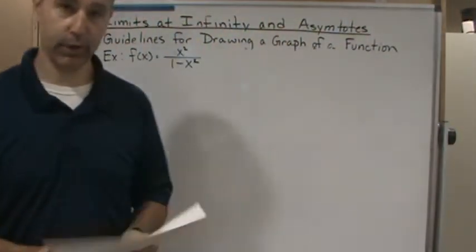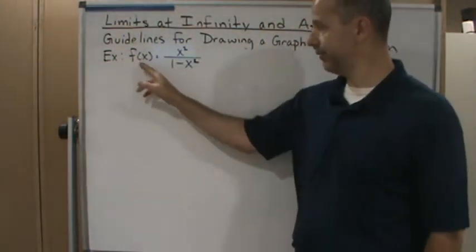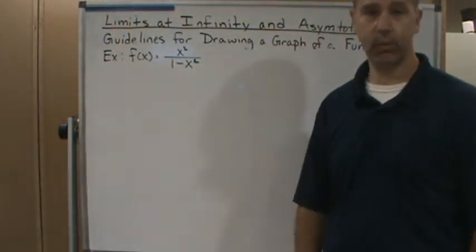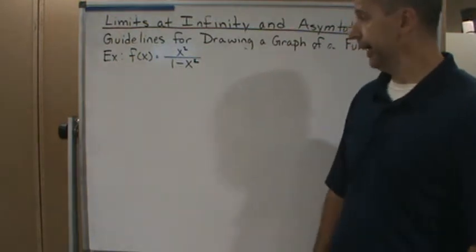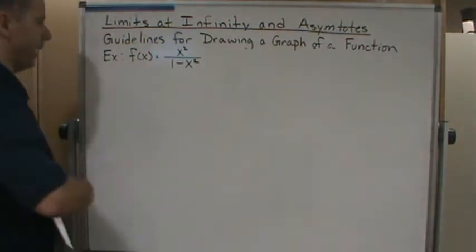Okay, welcome back, and now we're going to do another example. In this case, we've got a rational function, f of x equals x squared divided by 1 minus x squared. We're going to go through the 6 steps, and then we're going to graph it. First thing is the domain.